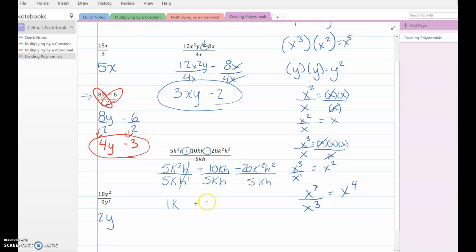Next term, 5 goes into 10, 2 times, k divided by k, they cancel each other out, it's just like 1 take away 1, there's no more left. H over h cancels out, so I can't carry that down. Negative 20 divided by 5. We have the negative, 5 goes into 20 4 times. We have k squared on top, 1 on the bottom, so 2 take away 1. We're left with a k. H squared, take away h, 2 take away 1. We're left with an h. And here is our final answer.